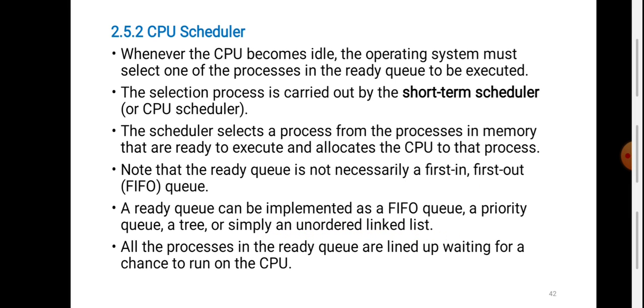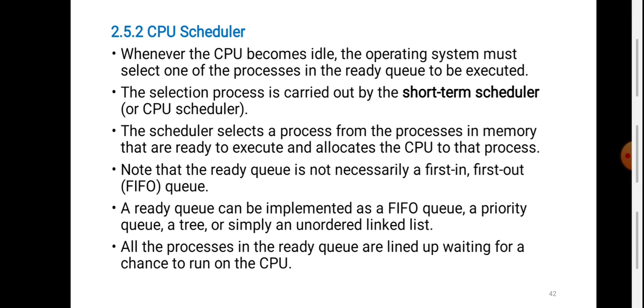It means that in the queue there are n number of processes. As I already told, the OS has to select any one process among those n number of processes, and the CPU should be allocated to that process. On which basis this process is selected is the question.